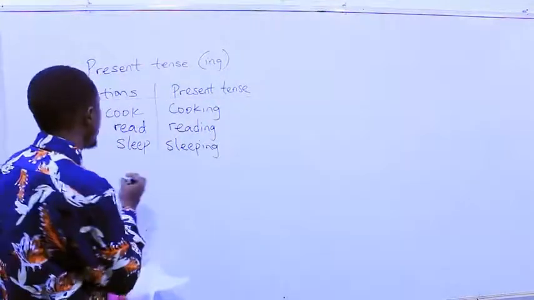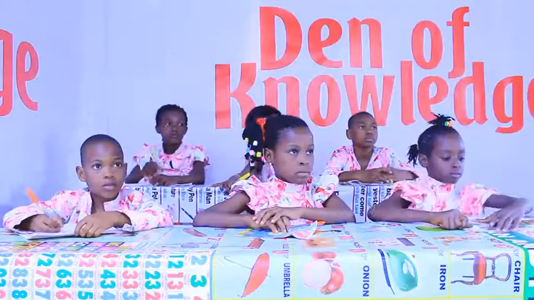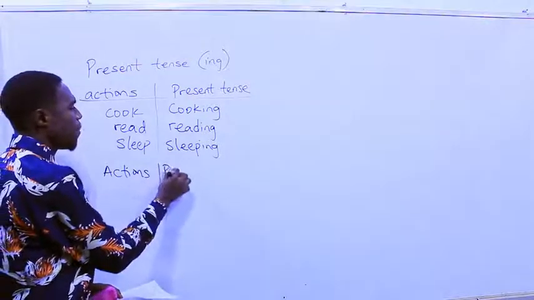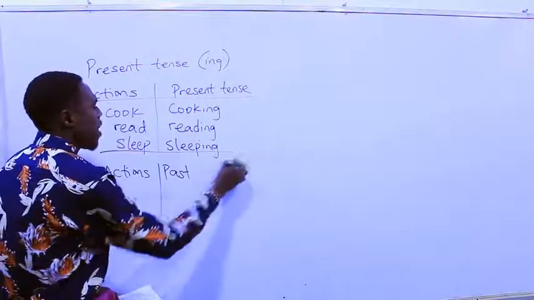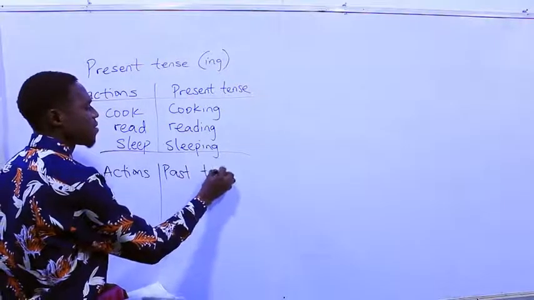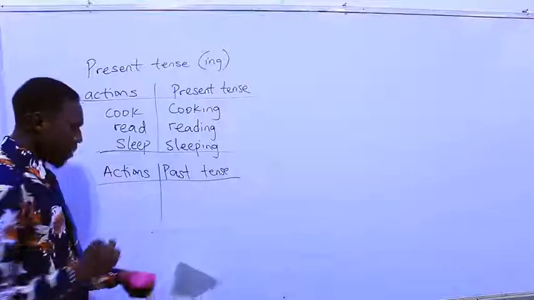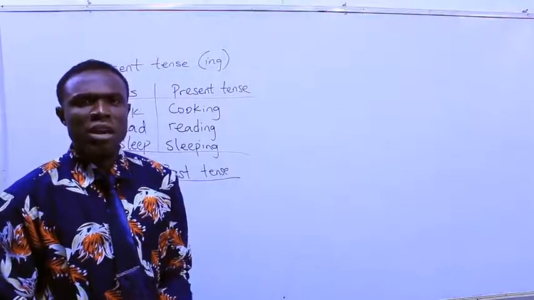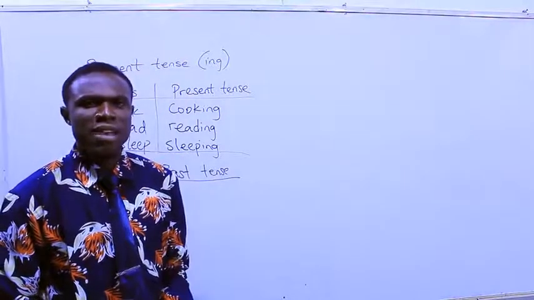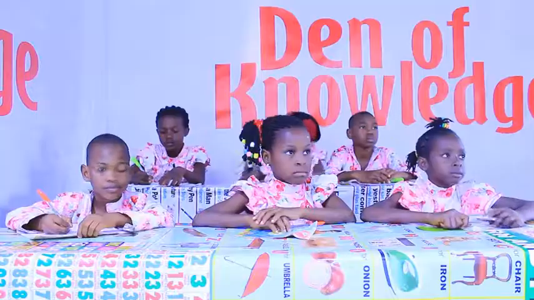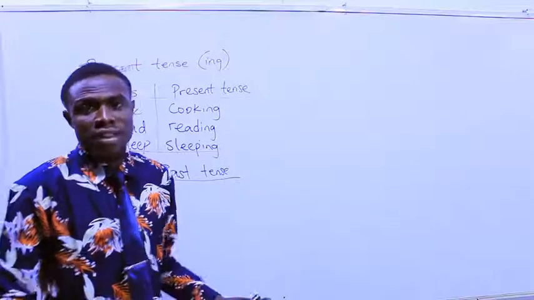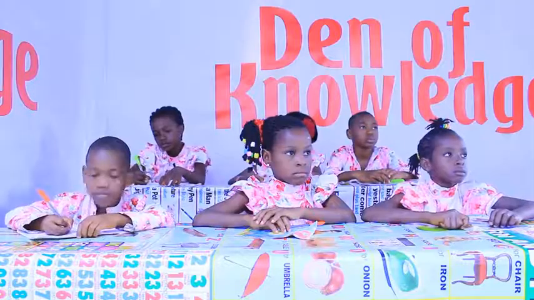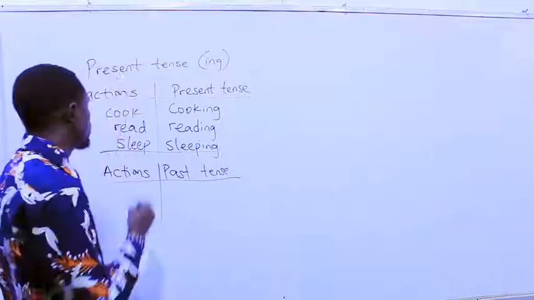Now, we have some actions and we have the past tense. We want to change them to past tense. Of course, in our previous class, we learned different forms of past tense, regular and irregular words that you can form toward past tense. Let's simply add them here. Of course, you can remember them. One of it is cook.